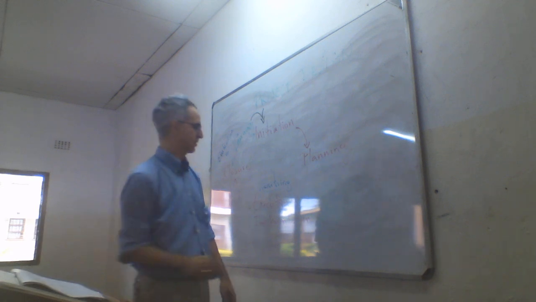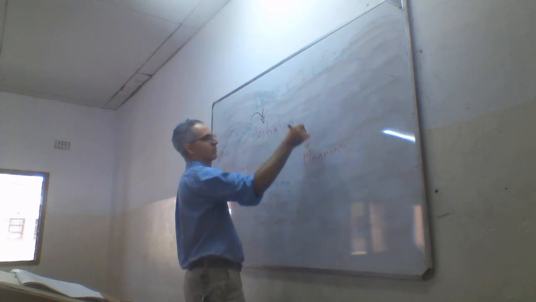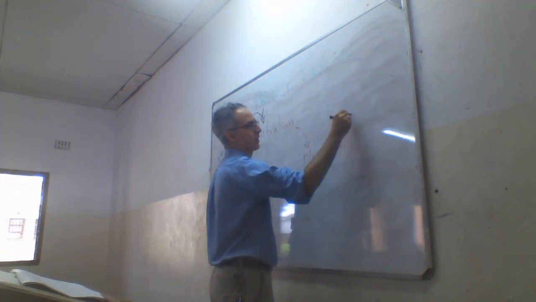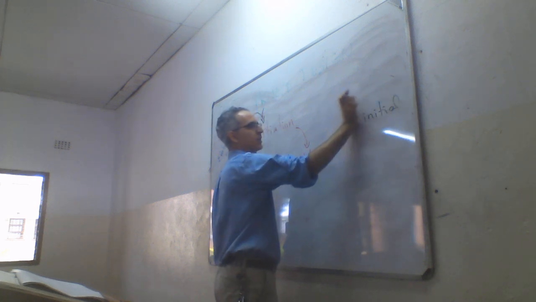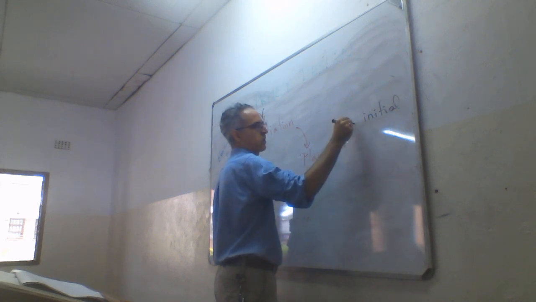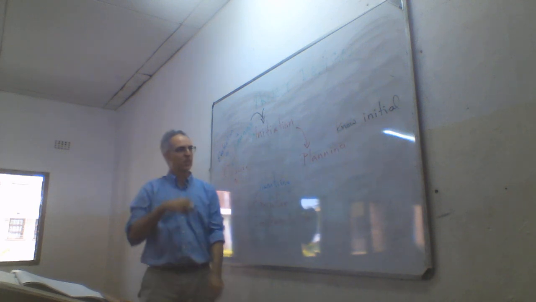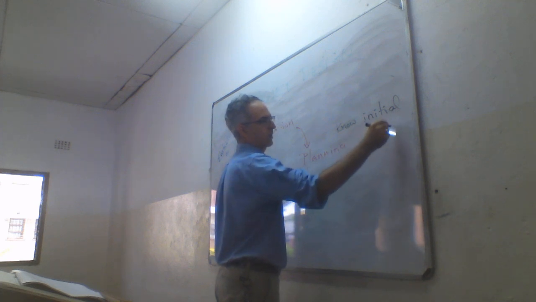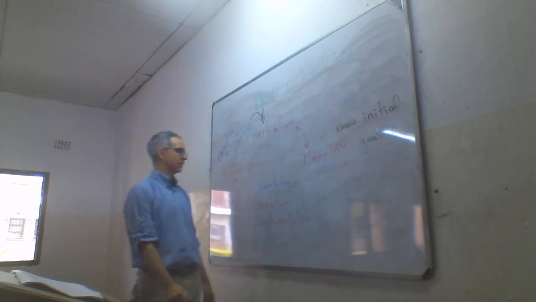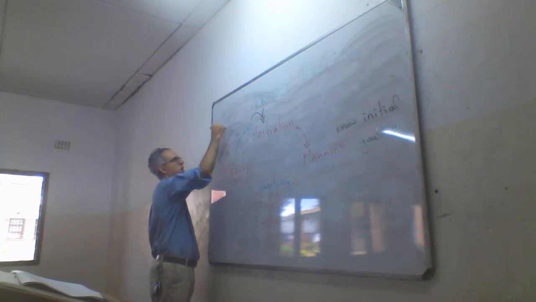So let me put it on the board here. When you plan, you have to know the initial. What is the current reality? And then you decide on a goal, right? A goal number. So now when you come back to evaluate, you can go measure the difference.